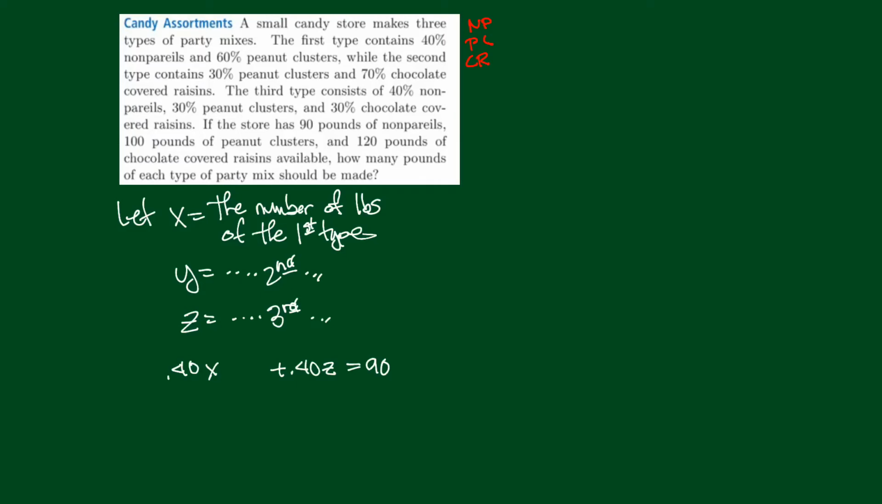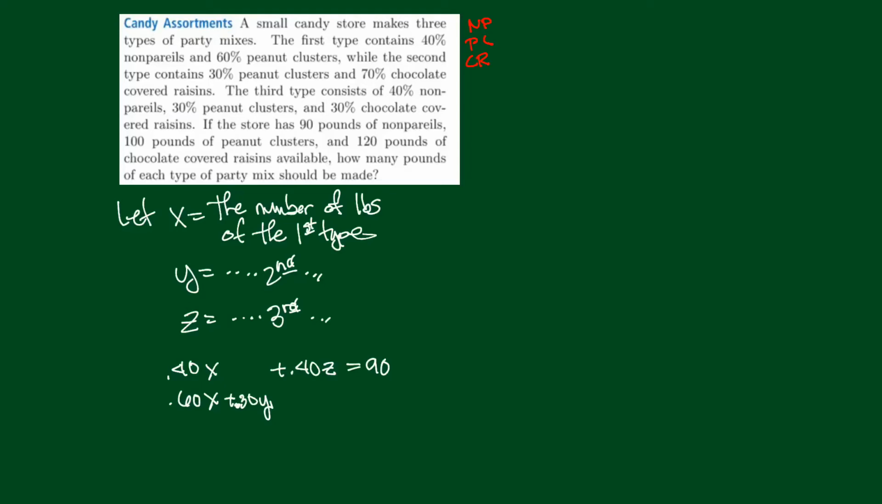Now, what about these peanut clusters? It says the first type contains 60% peanut clusters. Okay, so 60% of the first type. So I'm going to write a 60%, right? 60% times the first type is peanut clusters. What about the second type? Second type has 30% peanut clusters. All right, so this is going to be plus 30% of y.